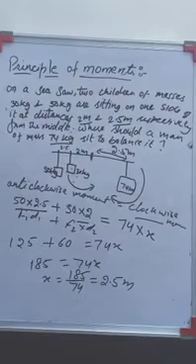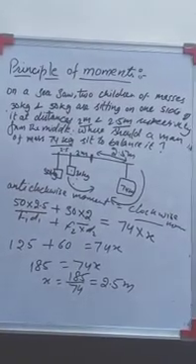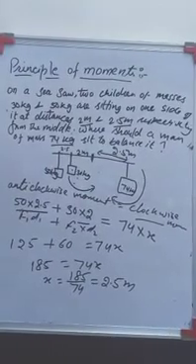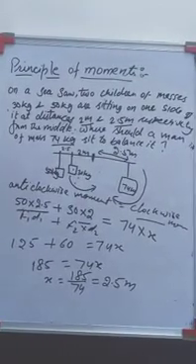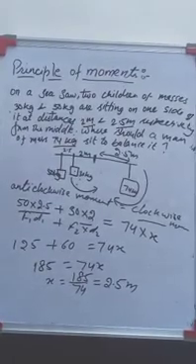In the case of seesaw, again you need to calculate the anti-clockwise movement and the clockwise movement. Then to balance it, both the movements must be equal, right? Further, I am giving you the numericals depending upon that. Try to solve them.